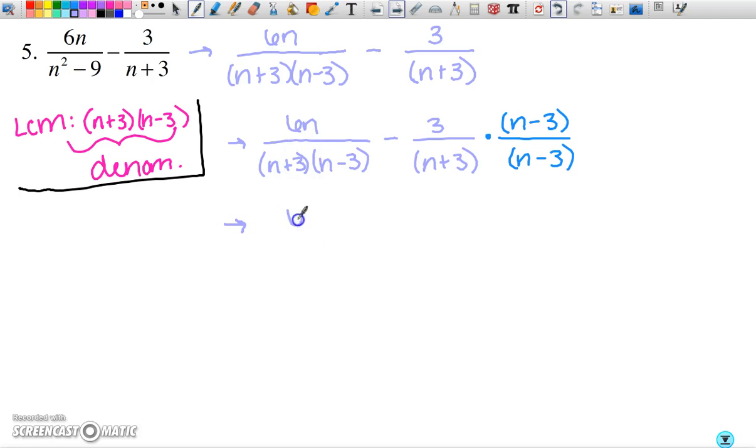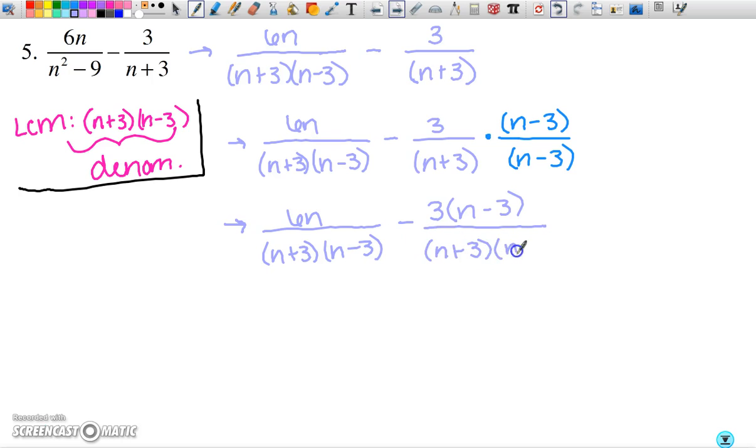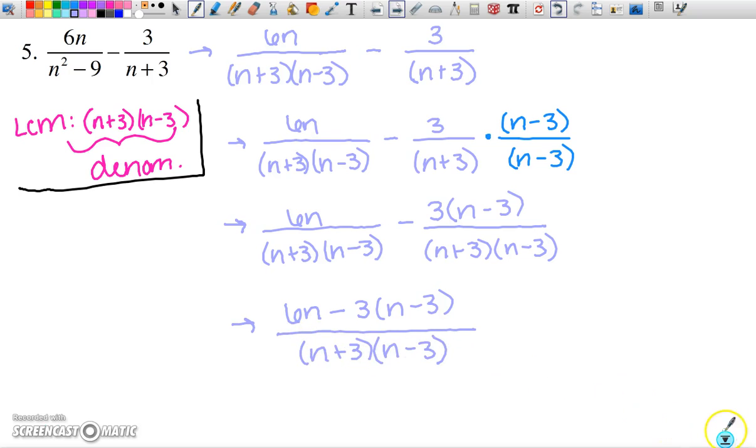So this first fraction still has not changed. So it's still 6n and then n plus 3, n minus 3. And then from that, what we're going to do is subtract 3 times n minus 3 over n plus 3 times n minus 3. Now that the denominators match and we're subtracting, we can write it as one big fraction. So 6n minus 3 times n minus 3 over n plus 3 times n minus 3.